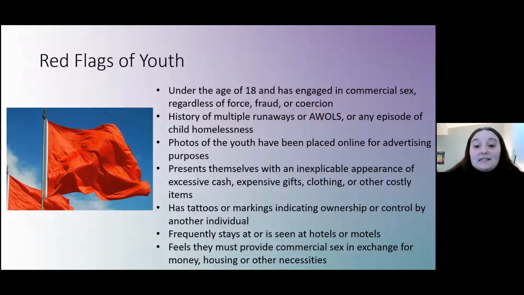And the youth frequently stays at or is seen at hotels or motels, and they feel they must provide commercial sex in exchange for money, housing, or other necessities. So whether that be because they're experiencing homelessness, they're helping pay bills at home with this money, or their parent or caregiver doesn't give them money to get some of the things that they want. So they're turning to this way to get it.